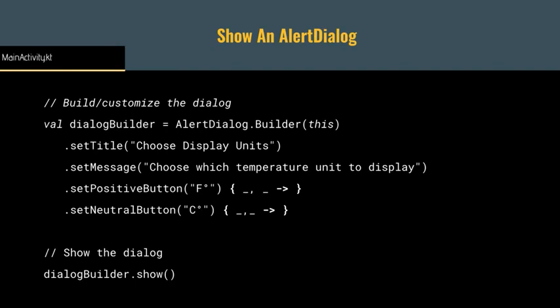Set positive button and set neutral button let you configure the label and then also what happens when it is clicked. And in the code demo a little bit later on, we're going to get into the more specific implementation of how to handle that. Finally, at the end, you need to make sure you show your dialog by explicitly calling show on the builder. Once show is called, it will actually then show up on the screen.